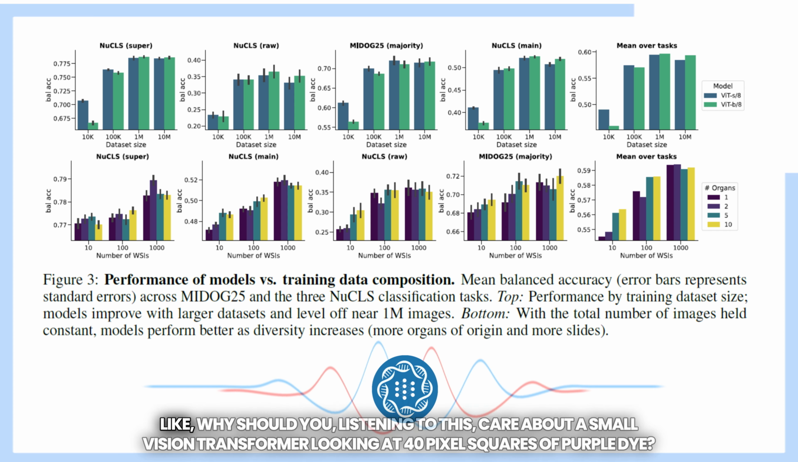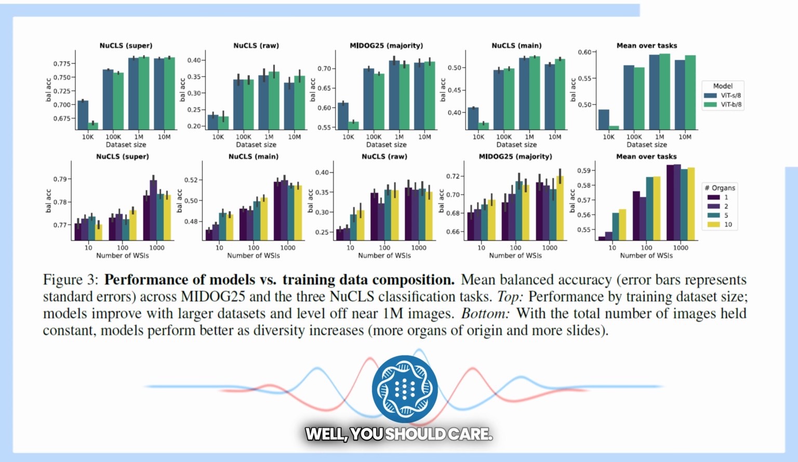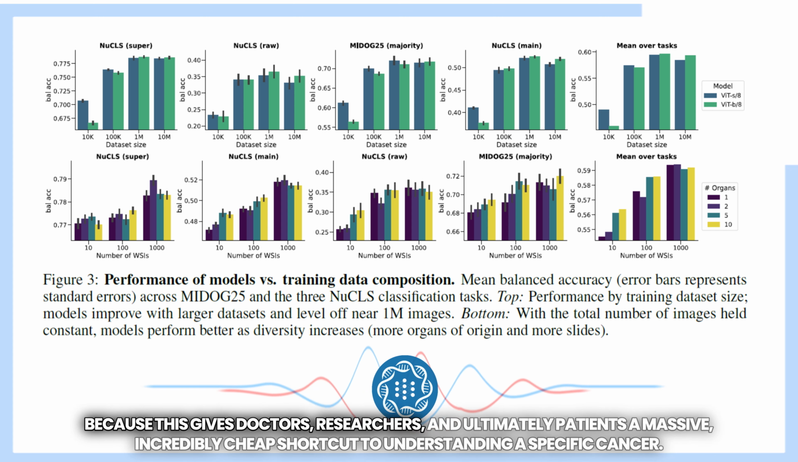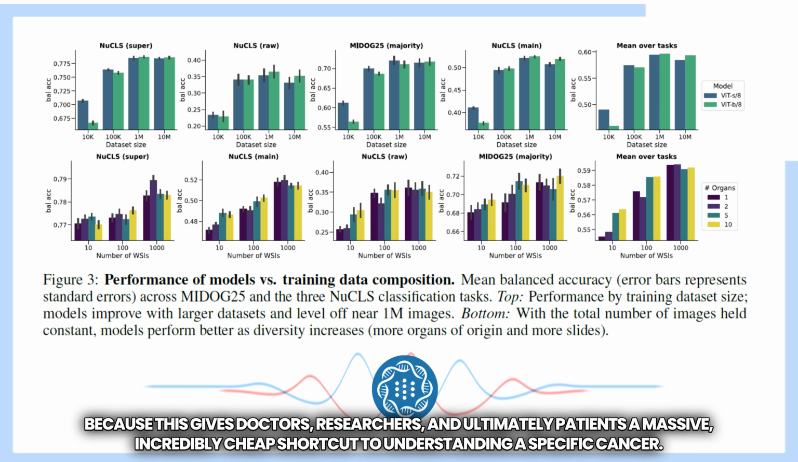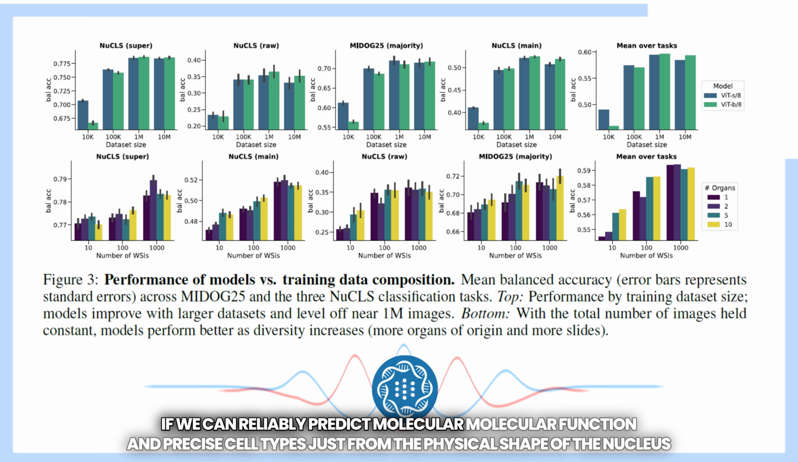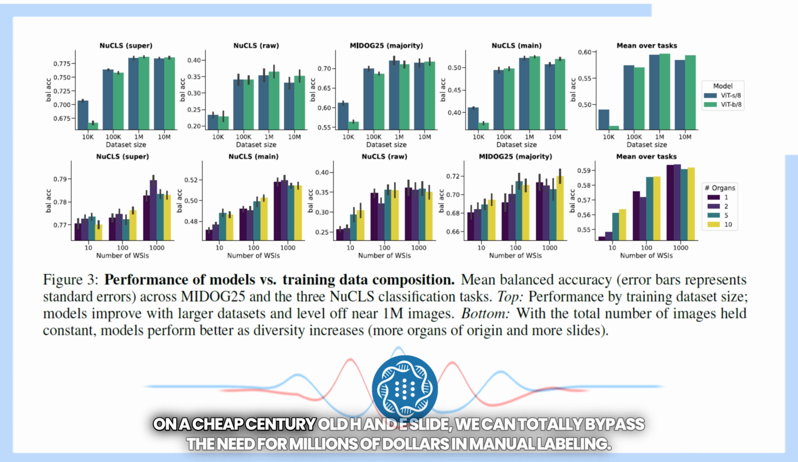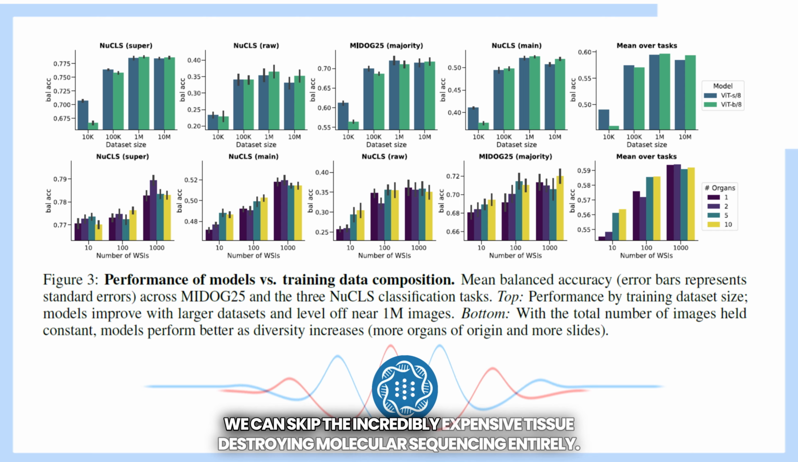So what does this all mean? Like, why should you, listening to this, care about a small vision transformer looking at 40 pixel squares of purple dye? Well, you should care because this gives doctors, researchers, and ultimately patients a massive, incredibly cheap shortcut to understanding a specific cancer. Exactly. If we can reliably predict molecular function and precise cell types just from the physical shape of the nucleus on a cheap century-old H&E slide, we can totally bypass the need for millions of dollars in manual labeling. We can skip the incredibly expensive tissue-destroying molecular sequencing entirely.